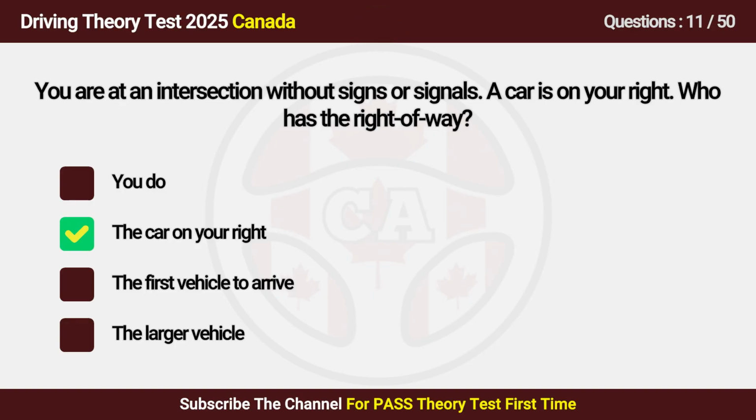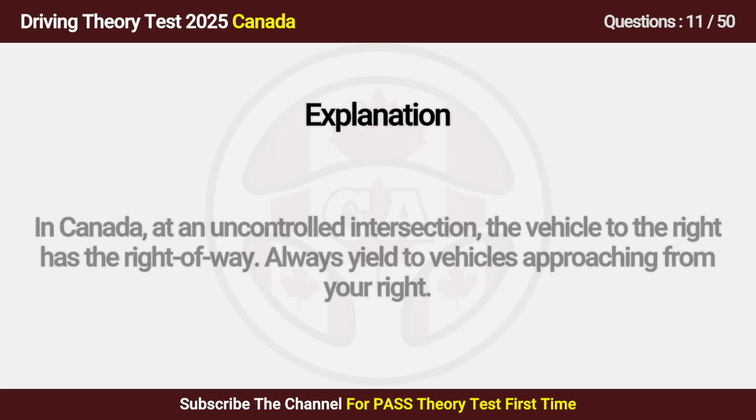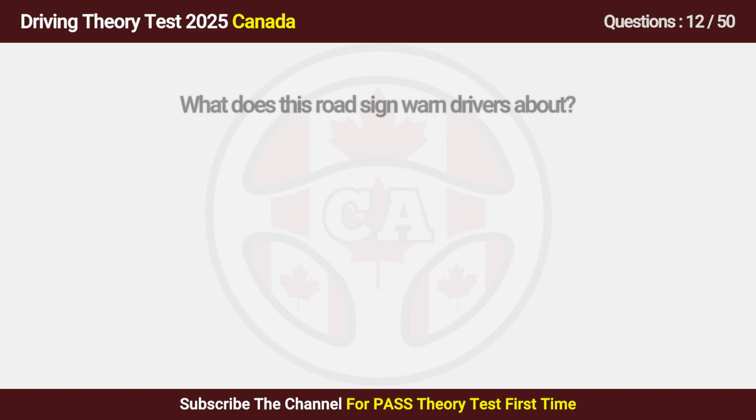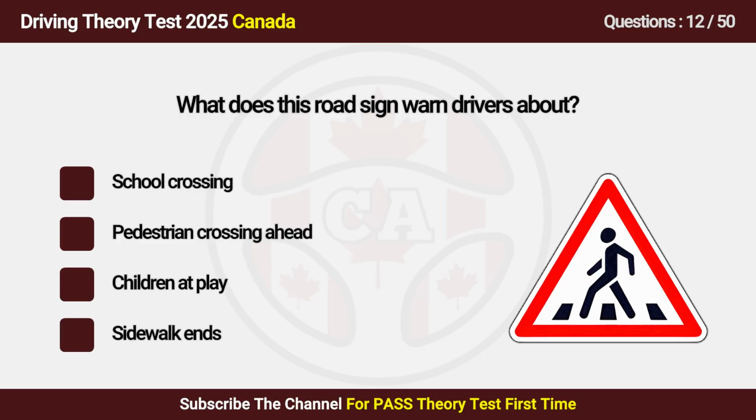Answer is B. The car on your right. In Canada, at an uncontrolled intersection, the vehicle to the right has the right of way. Always yield to vehicles approaching from your right. Question 12. What does this road sign warn drivers about?